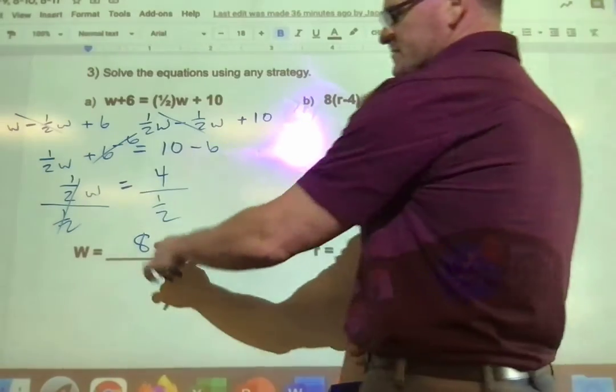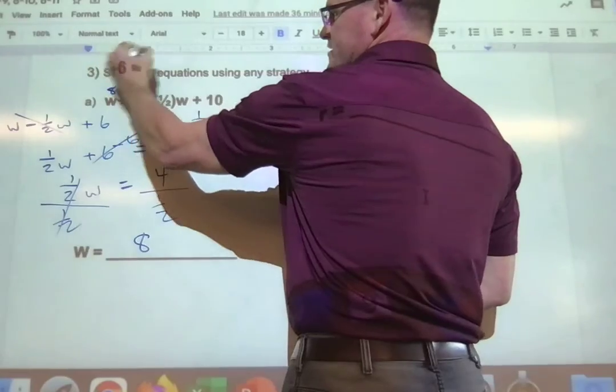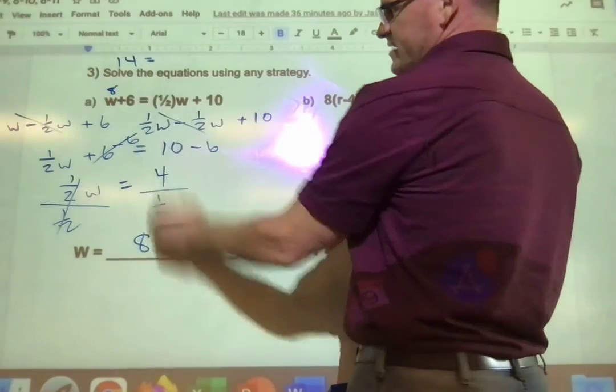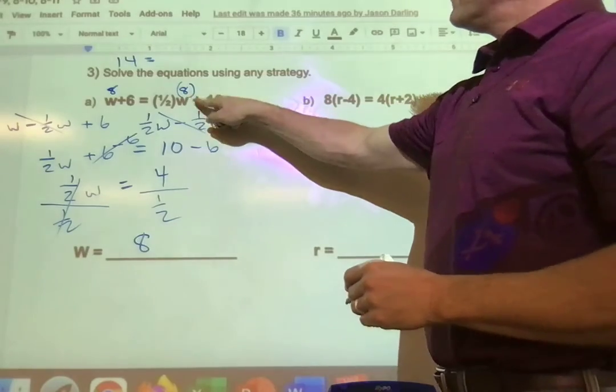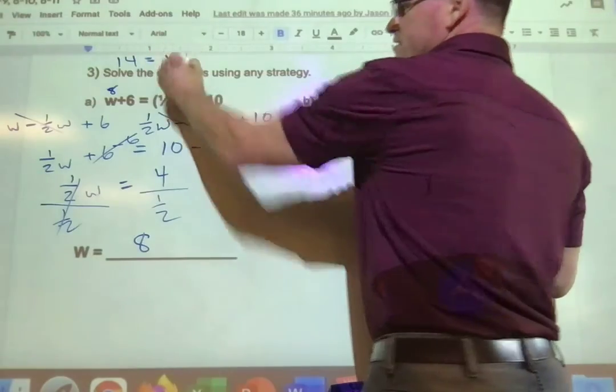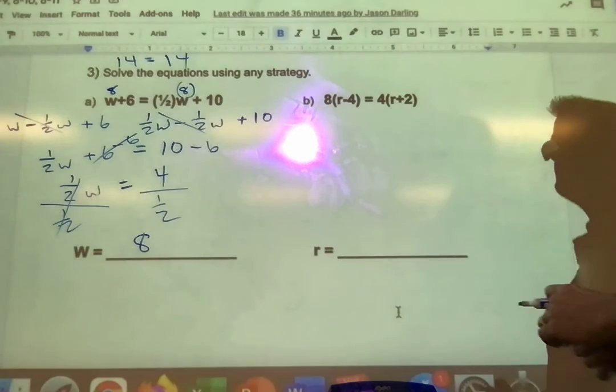Okay, let's plug it in. So W is 8. 8 plus 6 we know is 14. Let's plug it in over here. If W is 8, should do this mentally. A half of 8 is 4. 4 plus 10 equals 14. So I know I'm right. And it works out. So they both equal 14.